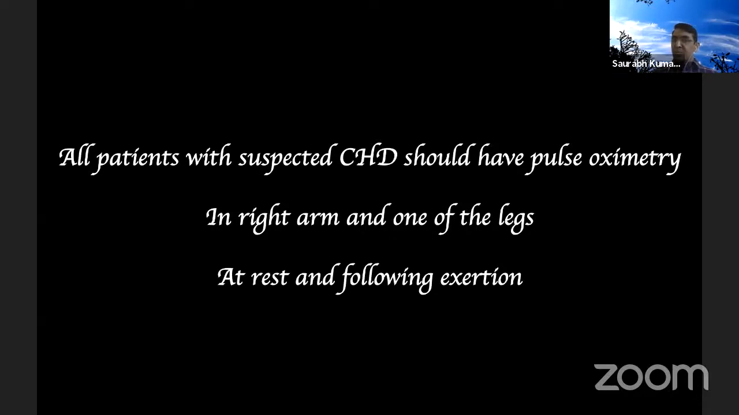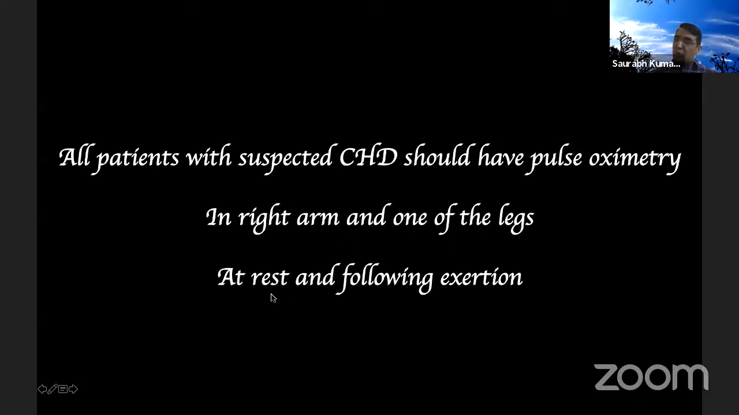So all patients with suspected CHD should have pulse oximetry in the right arm and one of the legs, because the right arm is the location which is before the duct and the leg is the location which is after the duct, and this will help us in defining differential cyanosis.